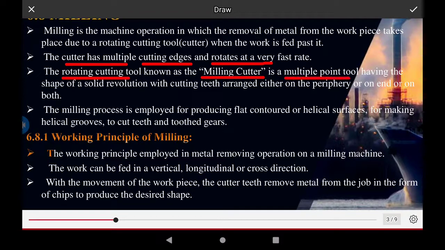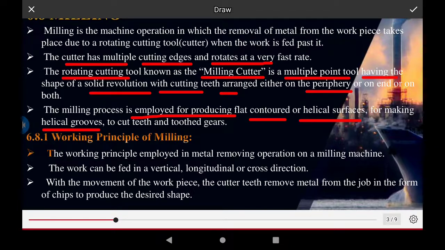It is a multiple-point tool with teeth arranged on the periphery and on the end of the body. The milling process is employed for producing flat surfaces, contoured or helical surfaces, making helical grooves, and cutting gear teeth.